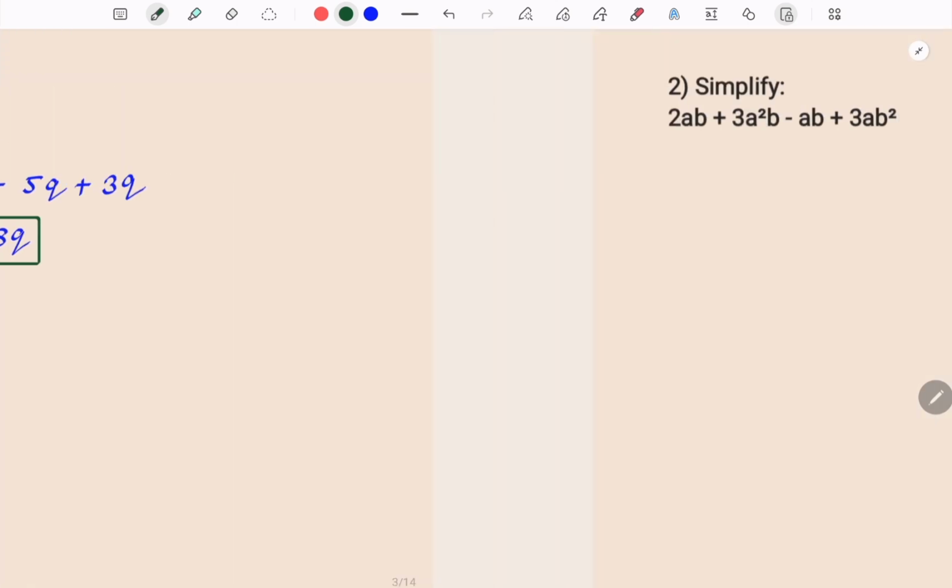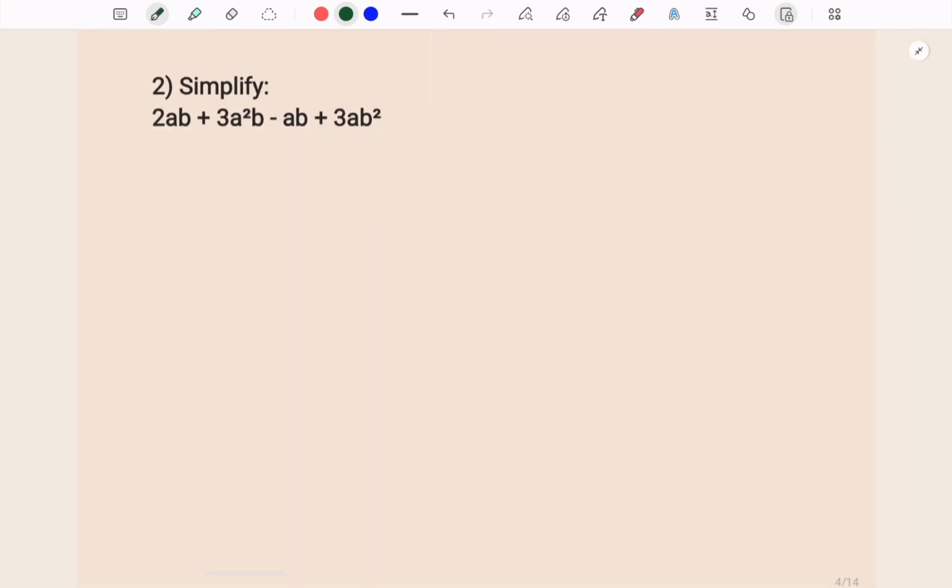Moving on to the next question. Here all terms look similar, but they are not all like terms. Look carefully: ab, a squared b, and ab squared. All these three terms are different because the powers are different.